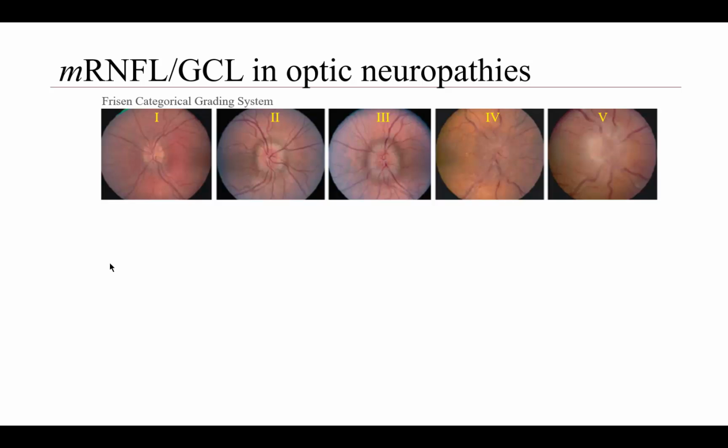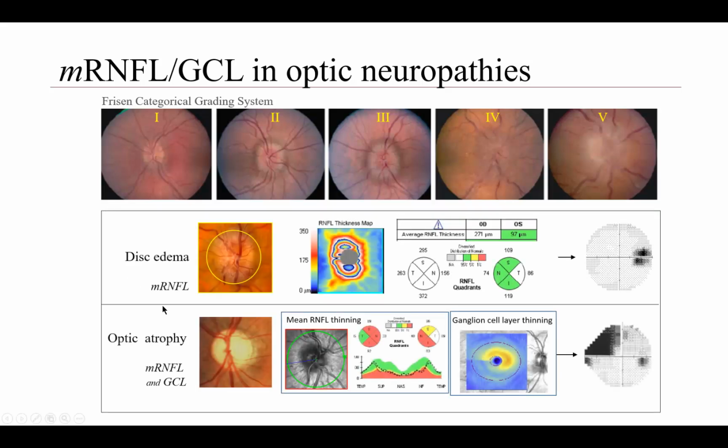This has enabled us to replace these subjective categorical grading systems that we used to use, the Frisén scale, with a continuous metric, specifically the mRNFL thickness and the ganglion cell layer, which in patients with papilledema shows thickening of the mRNFL, and in patients with optic atrophy will show thinning of both the mRNFL and the ganglion cell layer.